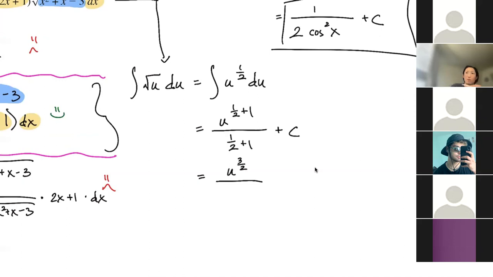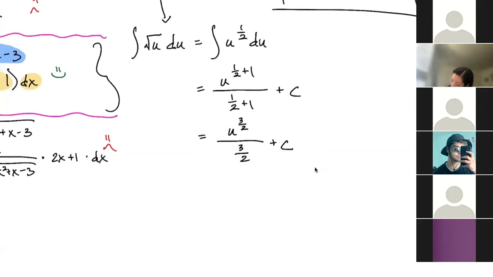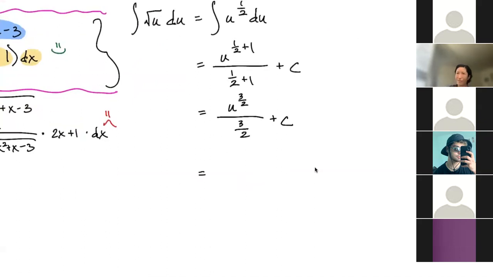What does that denominator become? Yeah, divide by 3/2. Okay, well, a fraction and a fraction seems kind of gross. So if I'm dividing by 3/2, what is another way of saying that mathematically? Dividing by a fraction is the same as multiplying by the reciprocal. Good, good. So we get 2/3 u to the 3/2 plus c.